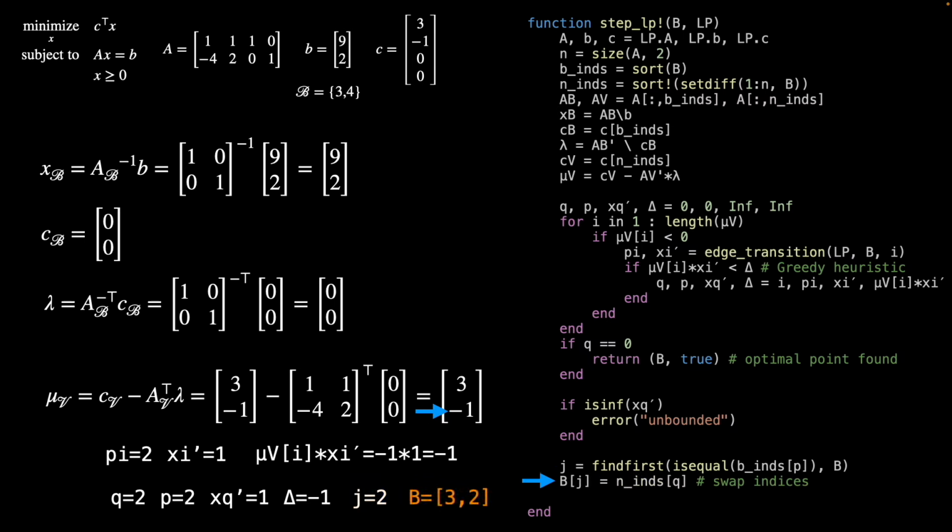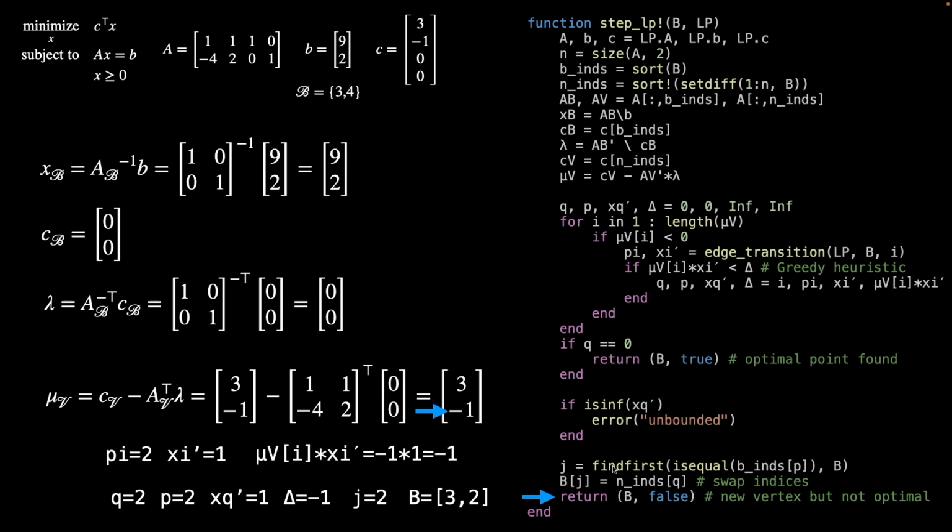Okay, and then this is where the swap is actually occurring. So now we're setting the second component of the basis. So we're switching this 4 now. The 4 becomes a 2 because n indices of Q is 2. So we substitute that in to our basis. Our updated basis is now 3, 2. So then we're going to return the updated basis and false since this is not the optimal point yet.